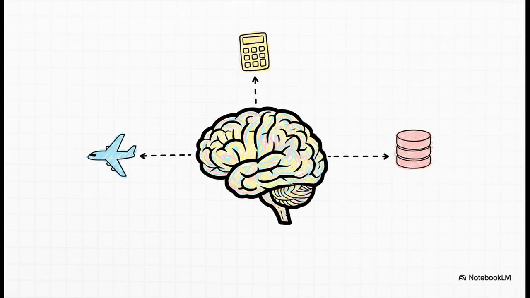And this is the part that changes everything. Now that brain can actually reach out and interact with the real world. It can plug into a flight booking system, it can grab live data from a stock market feed, or it can use a simple calculator. These tools are like giving the brain a whole toolkit to get the job done.